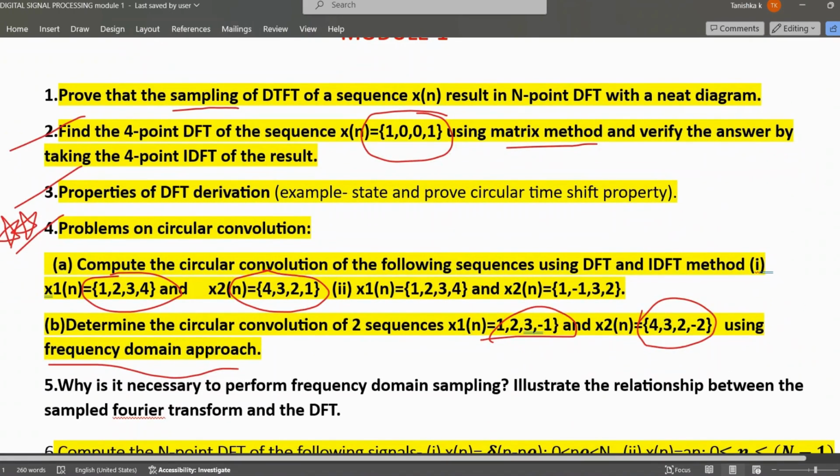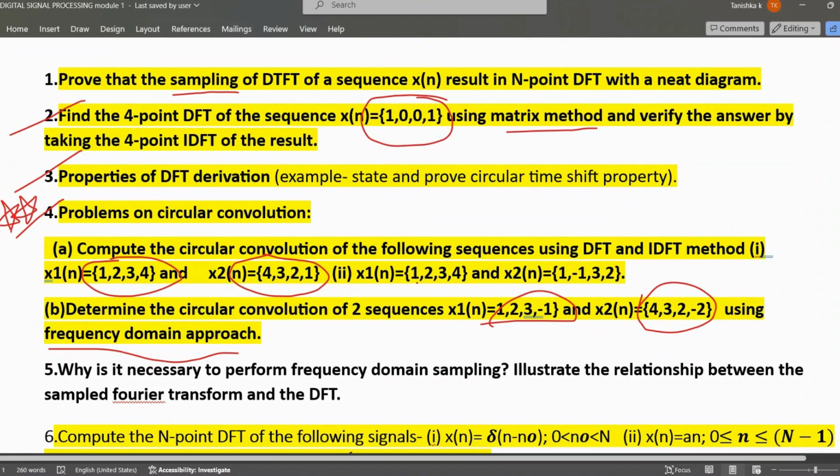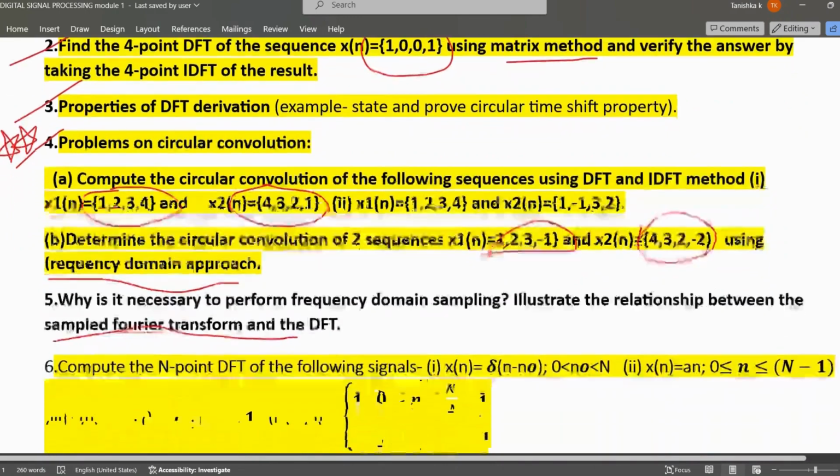Next, the fifth question: why is it necessary to perform frequency domain sampling? Illustrate the relationship between the sampled Fourier transform and the DFT. So this is about the relationship between the sampled Fourier transform and the DFT. Okay. So next, sixth question.